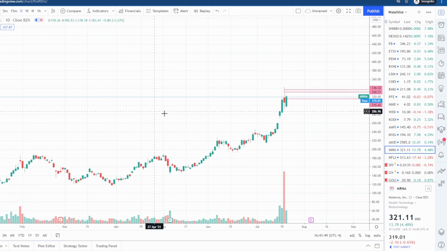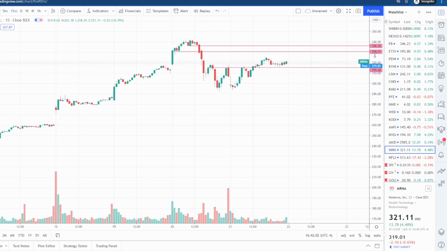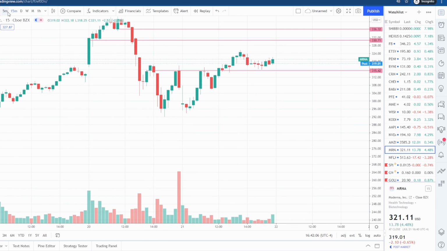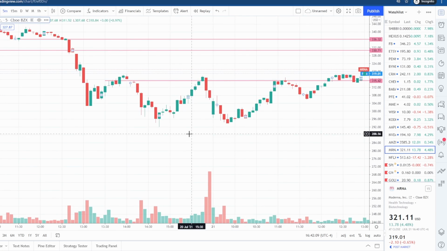So we're positioning ourselves to take advantage of the price retracing back to 260, filling that gap, and that would be huge. So let's zoom in here and show you what we did on a daily basis. So this is the 15-minute chart. Let's go to the 5-minute chart.